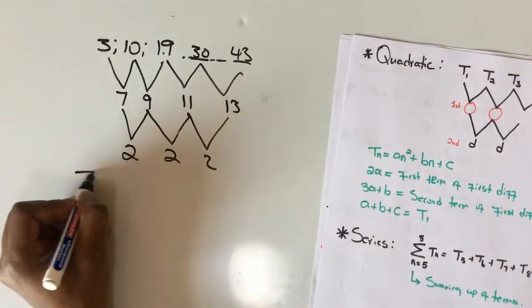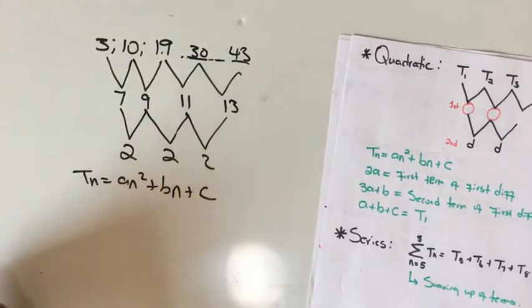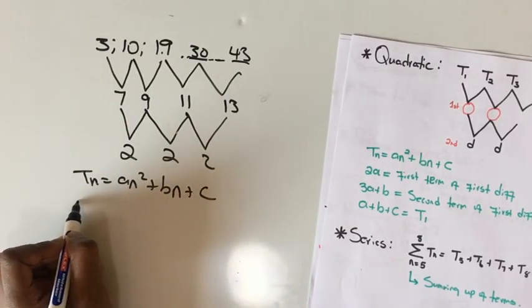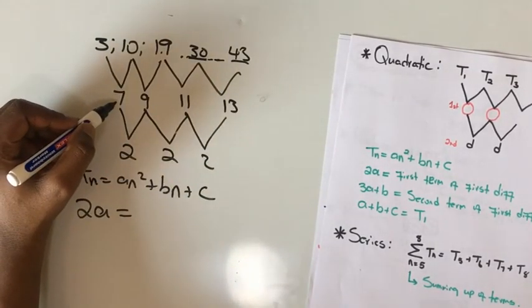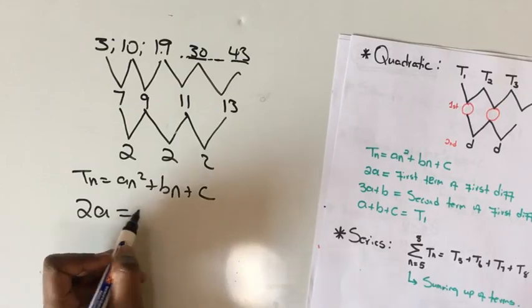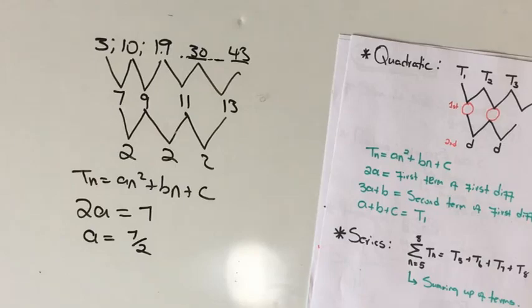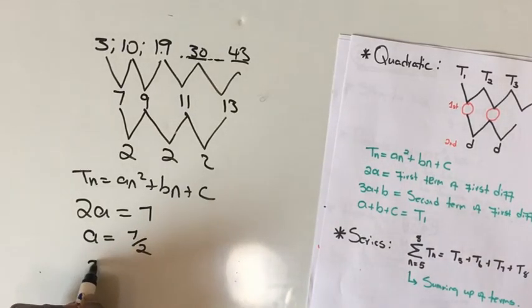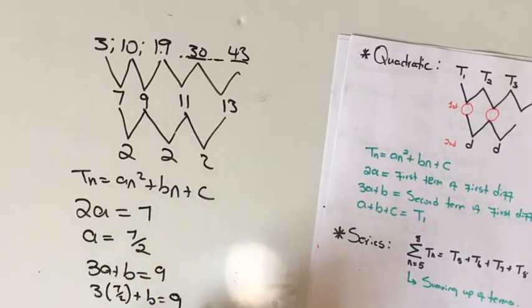As I've said, Tn is an squared plus bn plus c. And then I said you find it by saying 2a is equivalent to the first term of the first difference, which is that one there. So 2a will be equivalent to 7, so your a is going to be 7 over 2. And then 3a plus b is equivalent to this term over there, which is 9. So this is 3 into a. We know what a is, 7 over 2, plus b is 9. So we can solve that to find b.